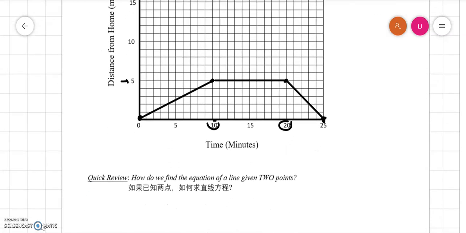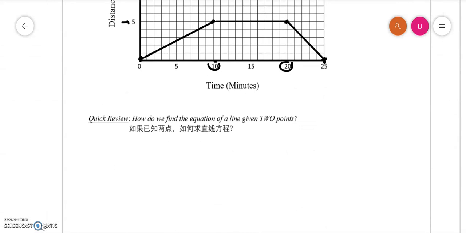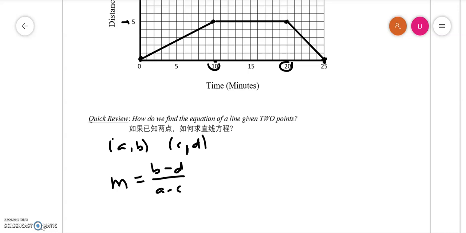Let's look at the second part of the starter. How do we find the equation of a line given 2 points? This was yesterday's assignment. So if you have 2 points, let's say you have A comma B and C comma D. How are we going to find the equation of our line? So according to yesterday's assignment, you're first going to find the slope by subtracting these 2 points. So B minus D over A minus C, that will give you your slope. And then you choose one of these points. It doesn't matter. And then you're going to sub it into your equation of a line.